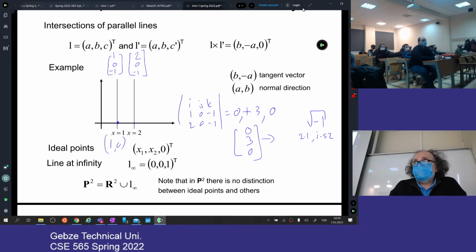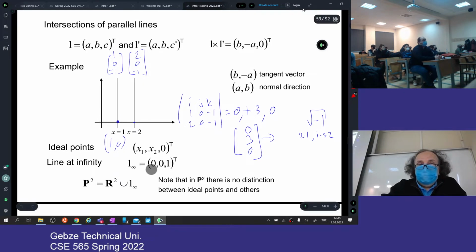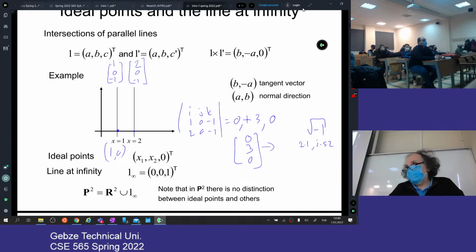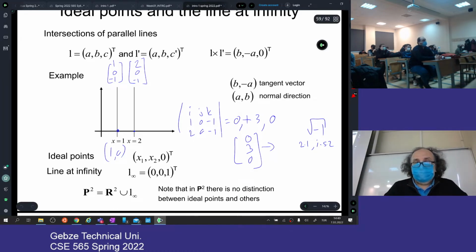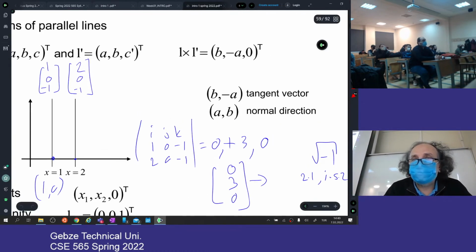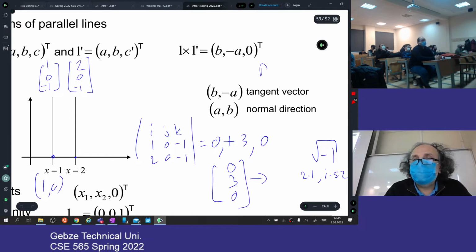How many points are there at infinity? There are infinitely many points, but they are all on the same line, which is this line. This is the line at infinity. So all the points at infinity add up to a line at infinity. How do I know that? Because this is the line at infinity, right? Any point P, if I take the cross product with L infinity, I should get a 0.